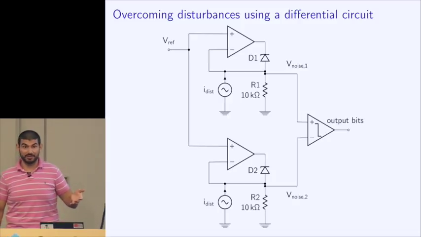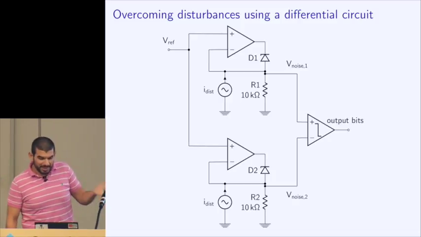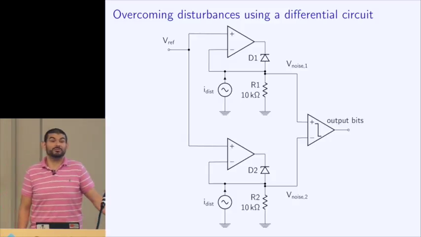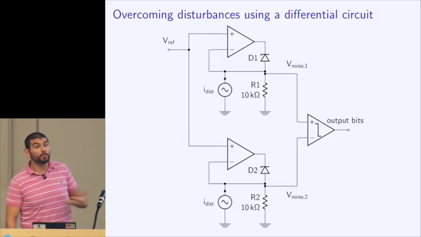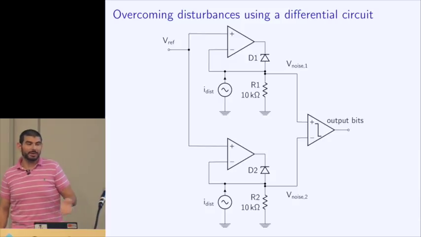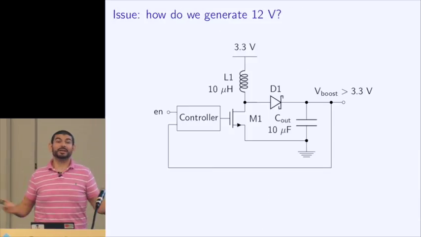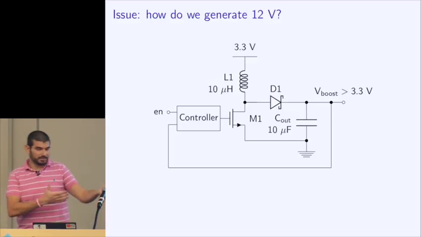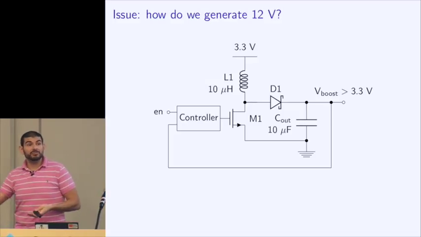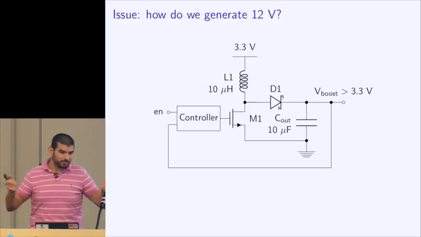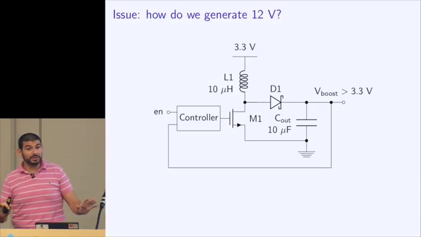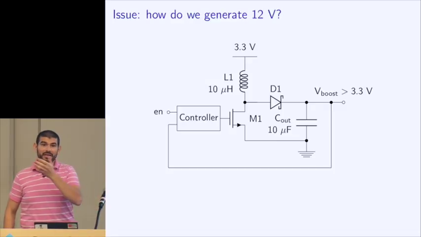Okay, so we're getting there, but remember, we started out with this test circuit that needed 12 volts to break down one of these diodes. And yet we're in an embedded context where we maybe have a 3 volt power supply or a 1.5 volt power supply. So where are we going to get this 12 volts from? Standard answer, we're going to add a boost converter. This is a power converter that takes in, say, 3.3 volts and puts out some value greater than 3.3 volts, say 12 volts or 18 volts or whatever.